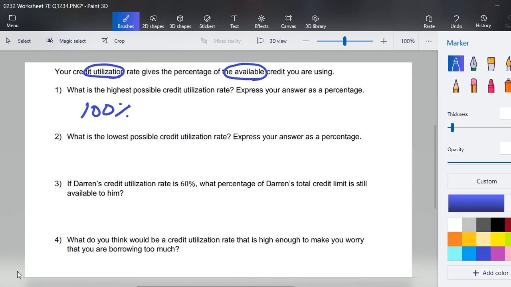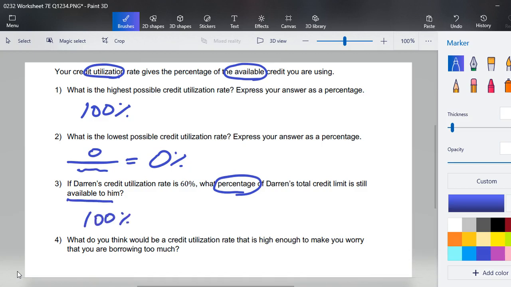What's the lowest possible credit utilization rate? Well, if you're using none of your total amount available, that would be 0. But if Darren's credit utilization rate is 60%, what percentage is still available to him? Well, if 100% is the most he can get, and it is currently 60, that means 40% is still available to him.